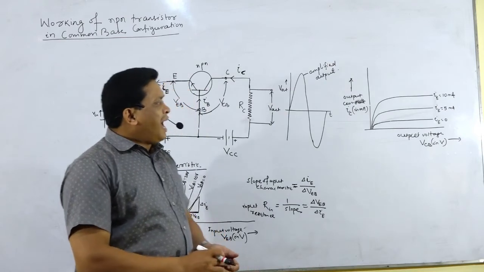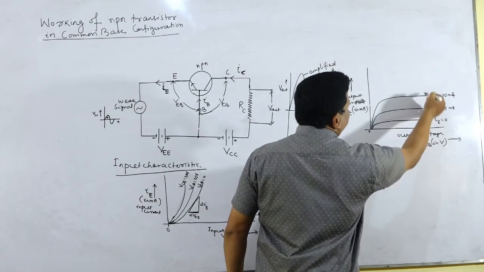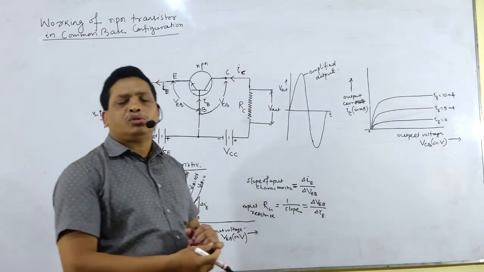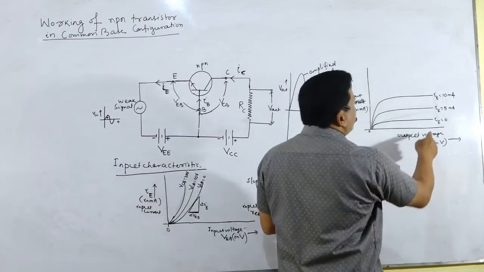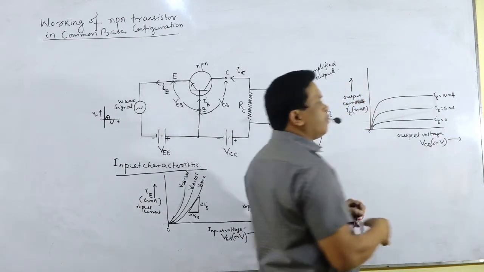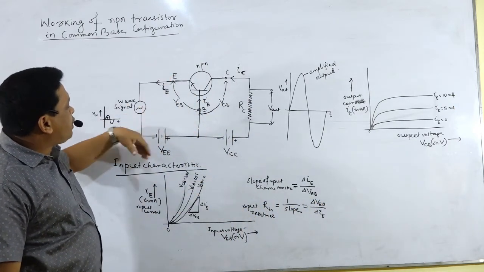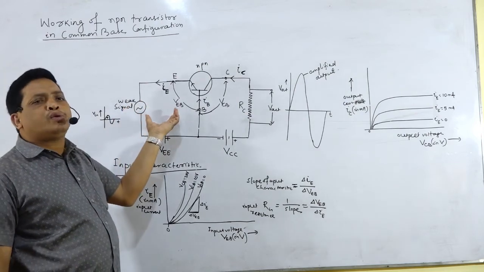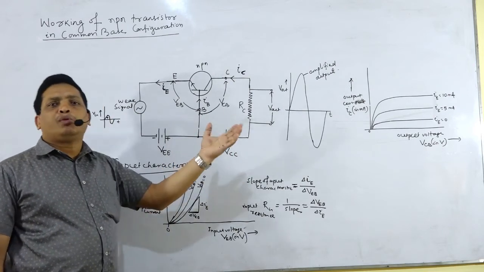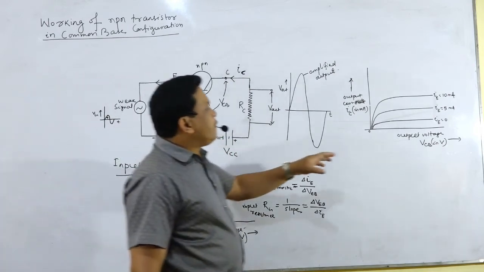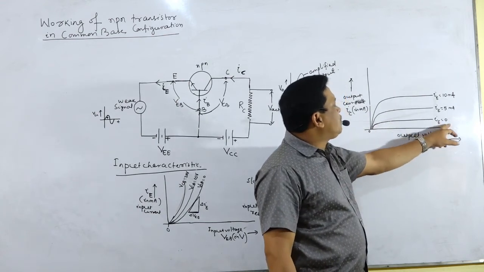So look here, I have drawn three different graphs, three different output characteristics for three different values of input current. First of all, we have made the input current 0. That means even if you remove the battery, there will be no current in the input side. But there is a battery in the output side, so there will be output current. So this graph is the first one, when IE equals 0.